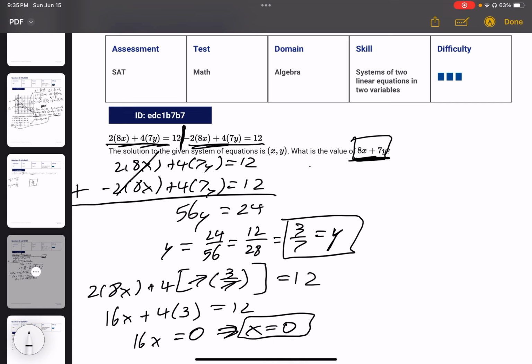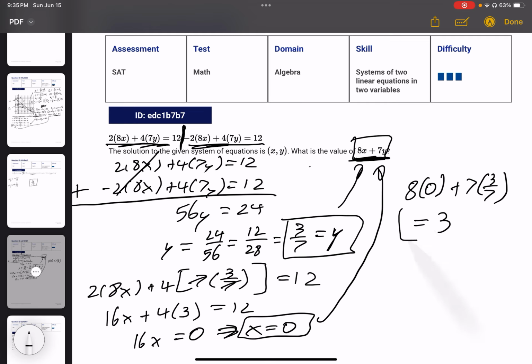So these are our two values. And now a lot of people forget and say, oh, put 3 over 7 as their answer, or 0 as their answer. You always have to plug it back into what it's asking. So we have 8 times x, which is 0, plus 7 times 3 over 7. And that's going to give us our answer of 3. And that's another fill-in. Also 3 difficulty, but not too hard.